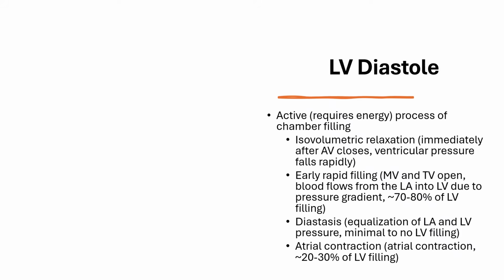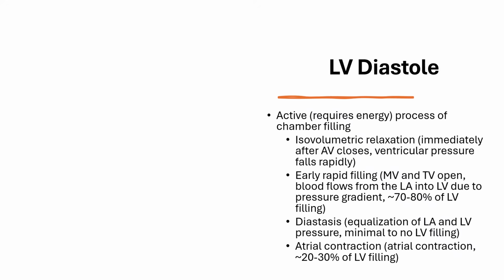Finally, let's discuss left ventricular diastole, which is often a confusing and overlooked topic. Diastole is an active process, which means it requires energy. It is typically subdivided into 4 parts, such as isovolumetric relaxation, which occurs immediately after aortic valve closure, where ventricular pressure falls rapidly. And again, you need energy for that.